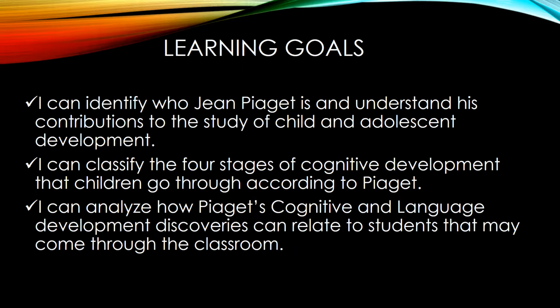Our learning goals today are: I can identify who Jean Piaget is and understand his contributions to the study of child and adolescent development. I can classify the 4 stages of cognitive development that children go through according to Piaget. I can analyze how Piaget's cognitive and language development discoveries can relate to students that may come through the classroom.